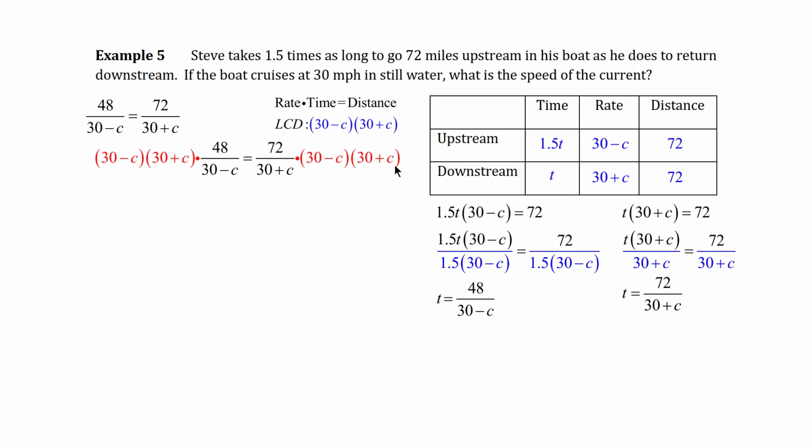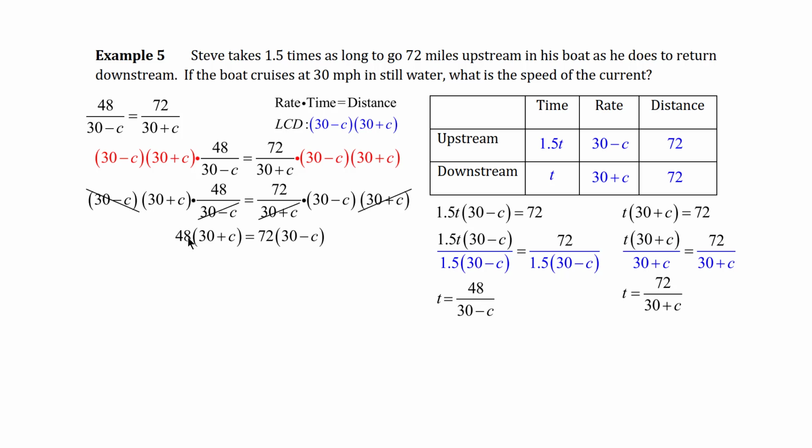Next, we simplify. On the left-hand side, we could cancel out the 30 minus c's. We get parentheses 30 plus c times 48, which is just 48 times parentheses 30 plus c. On the right-hand side, we could cancel out the 30 plus c's. We get 72 times parentheses 30 minus c, which is just 72 times 30 minus c. The result is 48 times parentheses 30 plus c equals 72 times parentheses 30 minus c.